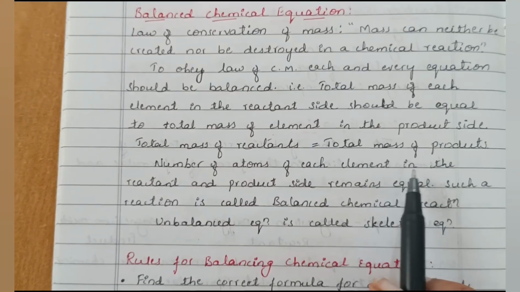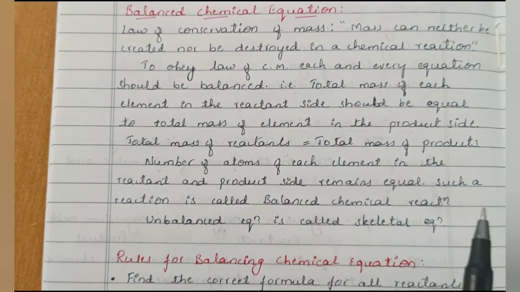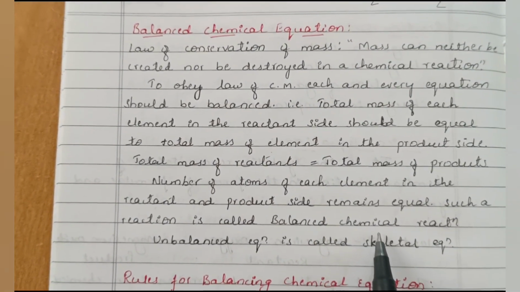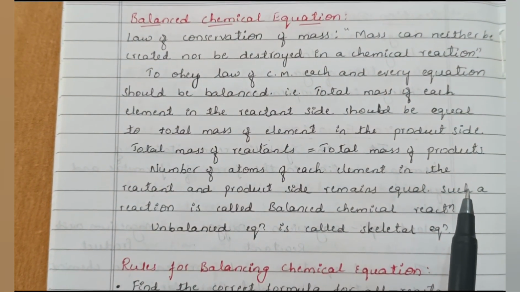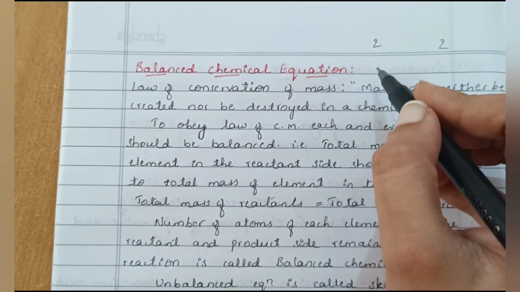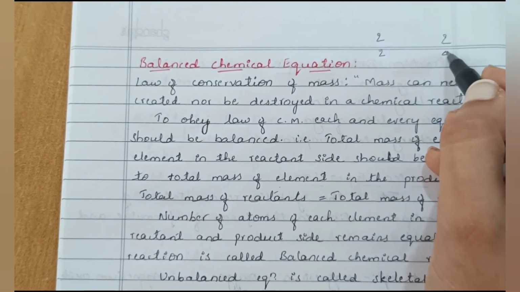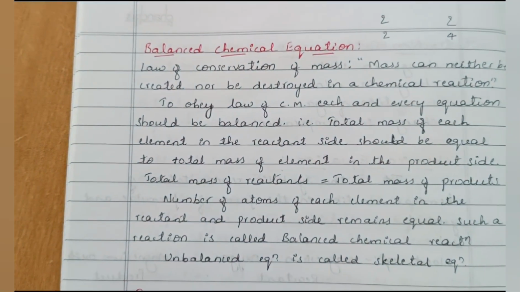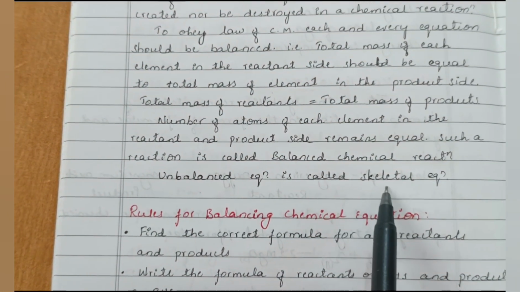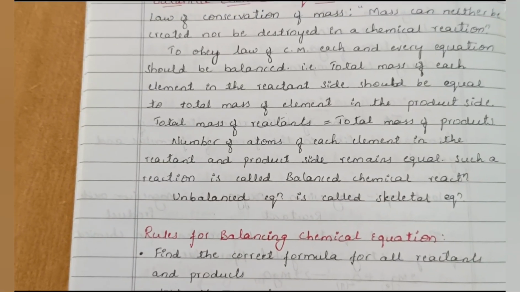If this is the case, then we can say that the equation is balanced, and such equations are called balanced chemical equations. If it is not balanced, for example, if the mass of hydrogen in the reactant side is 2 and in the product side it is 4, then it is not balanced, right? Such equations are called skeletal equations or unbalanced equations.